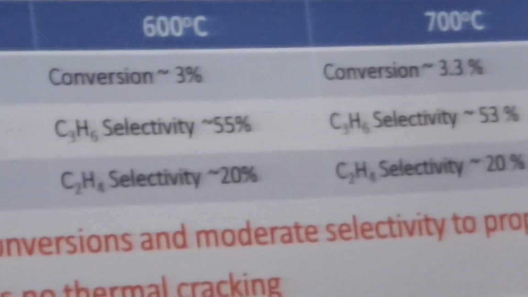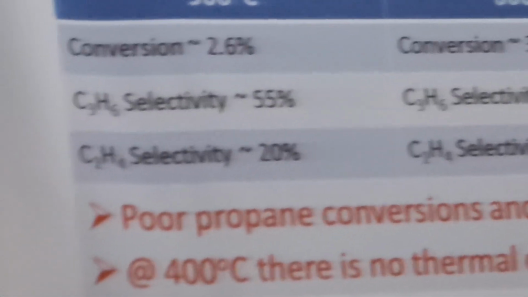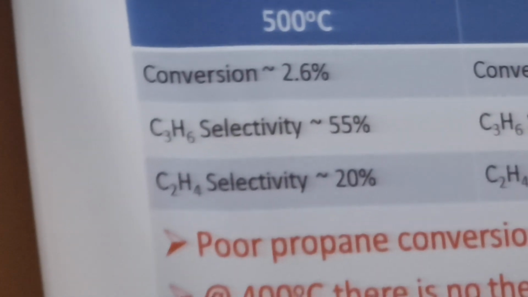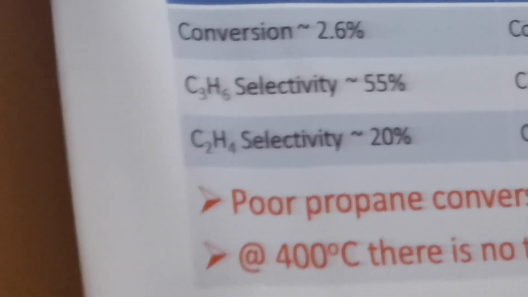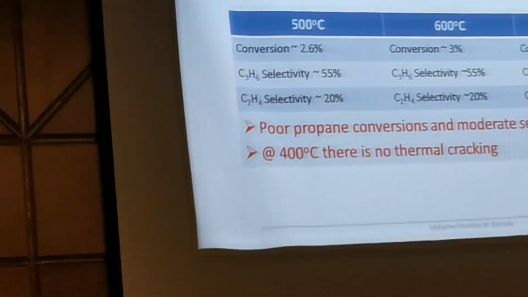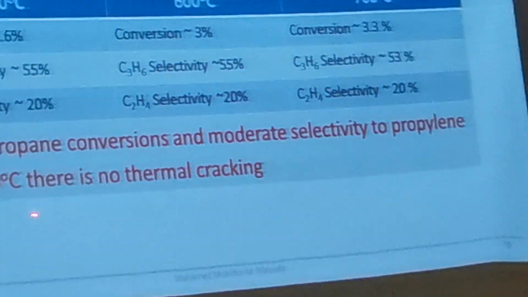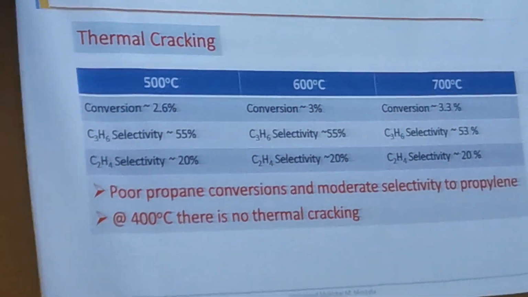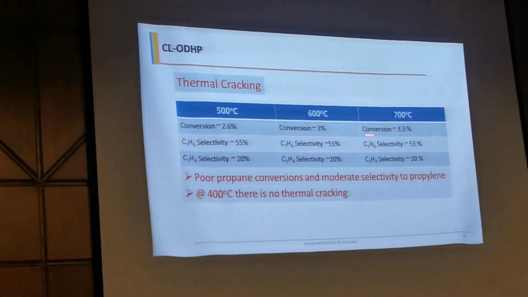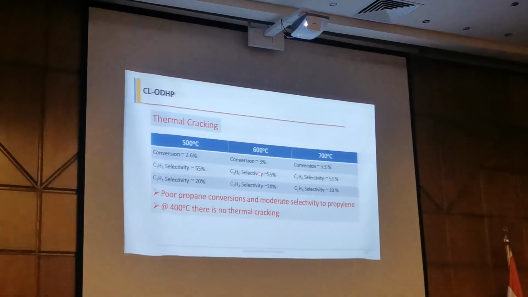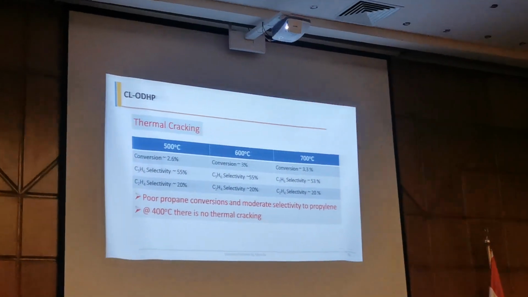First of all, we have to study the thermal cracking without catalyst. We put just glass plates and pass pulses of propane over the glass plates, with no catalyst at all, just to study whether there is thermal cracking without a catalyst. We found that at 400 there is no thermal cracking at all. But at 500, 600, 700 we have a certain percent of conversion and selectivity towards propylene and ethylene as well.